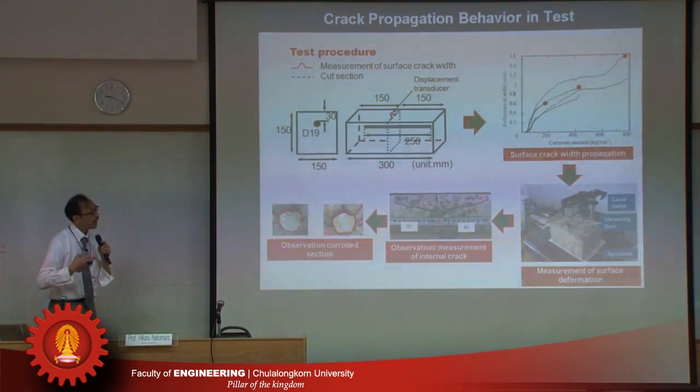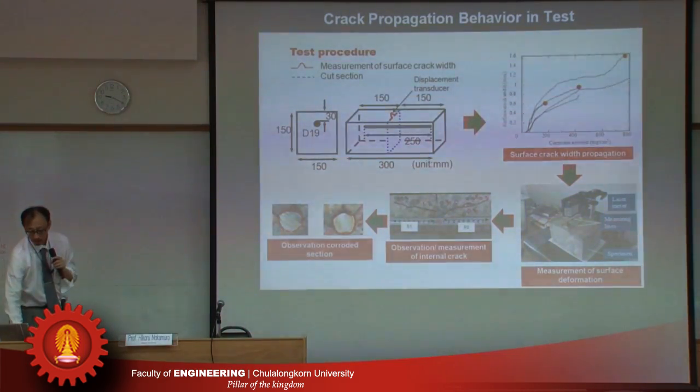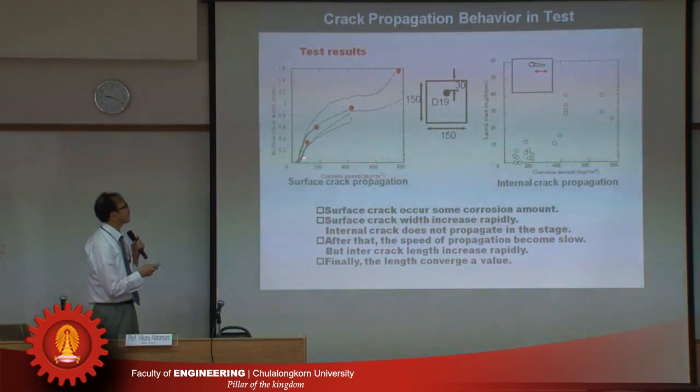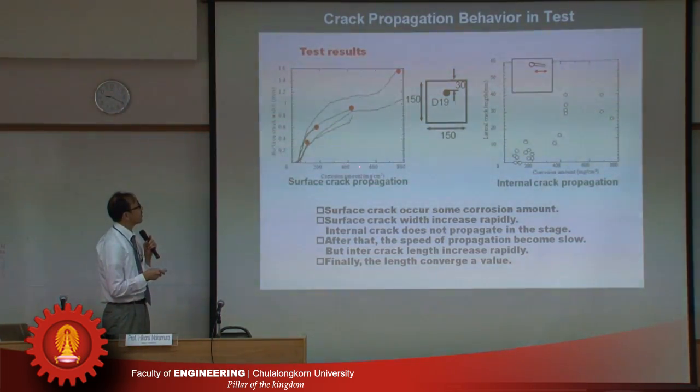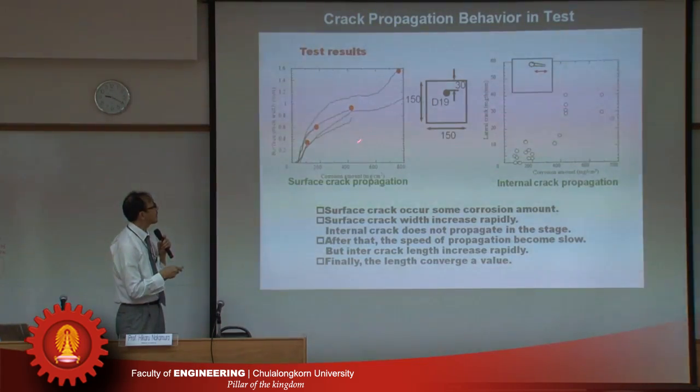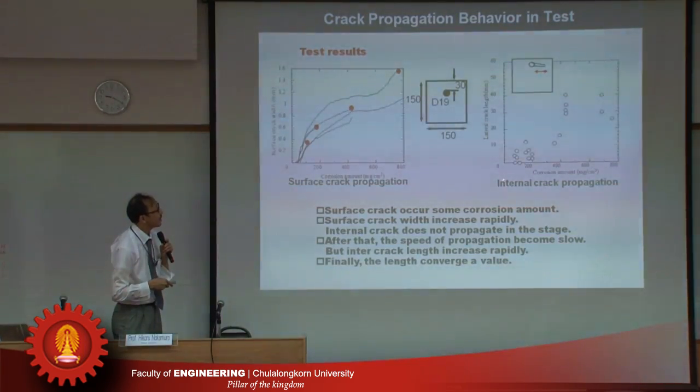We carried out this on many specimens. So this is one test result. This is the relationship between the corrosion amount and surface crack width. This is the observable information in inspection work from the surface. And this is the internal crack propagation: the relationship between corrosion amount and the lateral crack length.